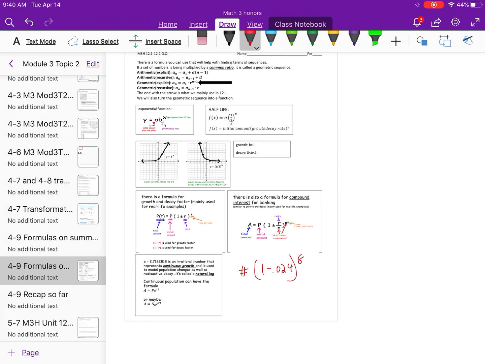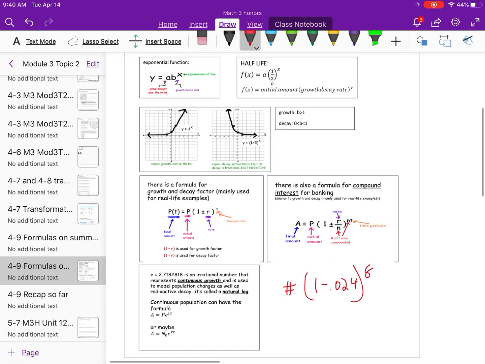You don't have to worry about the top part, all the arithmetic, explicit and recursive, geometric, explicit and recursive, because again, that was like number one. We're not going to worry about that. So you can go ahead and zoom in about right there. This will show you all the different kinds of formulas that we will be using: growth, decay, half-life, exponential growth or exponential functions, compound interest, population growth, and so forth.